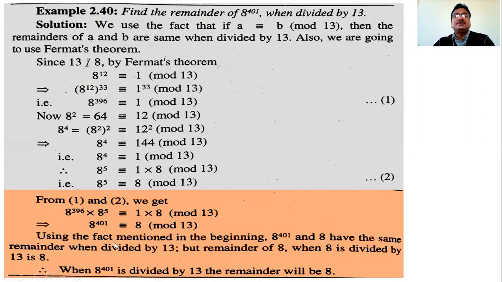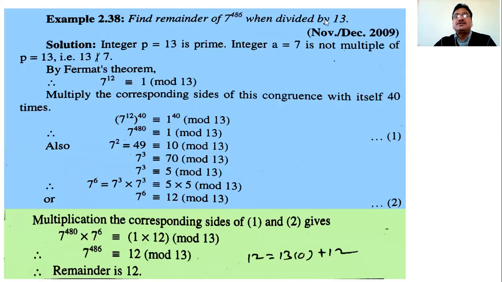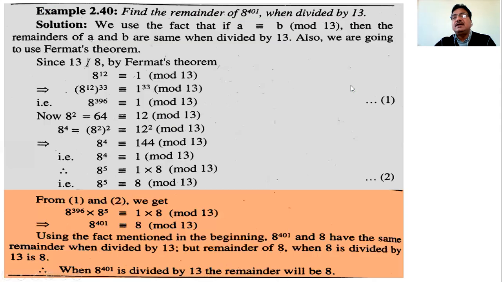We'll see this question first, and then find the remainder when 8 raised to 401 is divided by 13. Here 13 does not divide 8, and therefore by Fermat's theorem, 8 raised to 13 minus 1, that is 8 raised to 12, is congruent to 1 modulo 13.